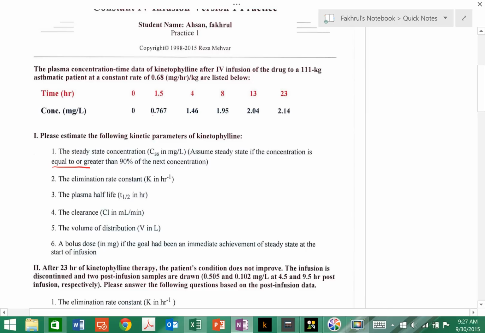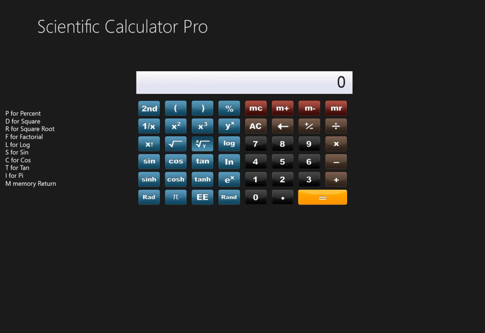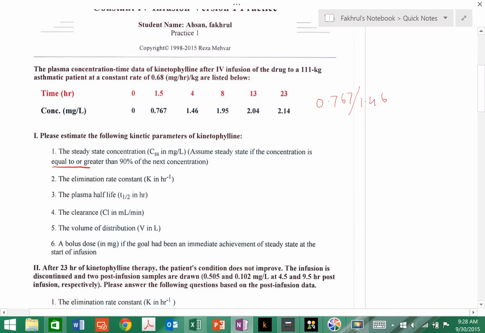To do that, you first take, for example, 0.767 divided by 1.46, multiplied by 100. You see, it's 52%. So if you go back, this is 52%, the difference between them.